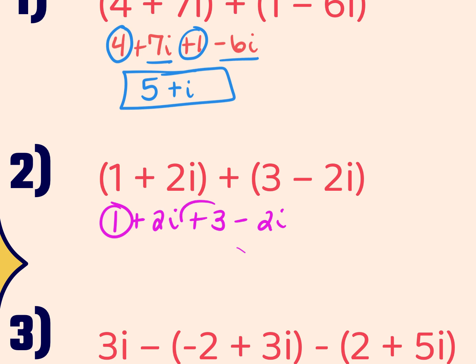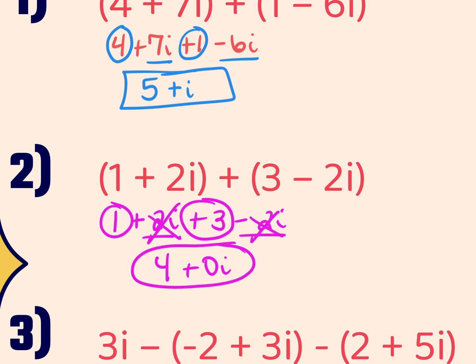Real with real. What's 1 plus 3? 4. What happens when I have a positive 2i and a negative 2i? They cancel out, okay? If it says write your answer in standard A plus BI form, WebAssign might want you to do what? 4 plus what? 0i, because this is the real part, that's the imaginary. I would assume, and I will ask the other teachers how they want it, but I would assume we'd be fine with just 4.